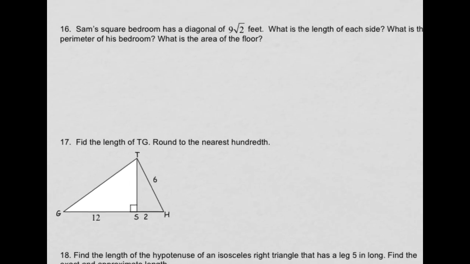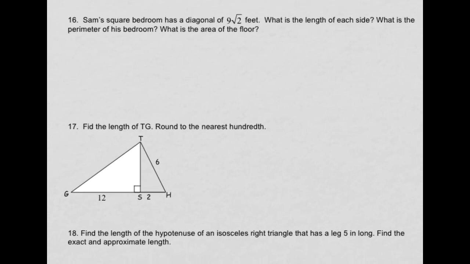With these next few, I won't do those for you because we've kind of gone over the main concepts, but I'll just kind of give you strategies for this. Sam's square bedroom has a diagonal of 9 radical 2 feet. What is the length of each side? What is the perimeter of his bedroom? And what is the area of the floor?